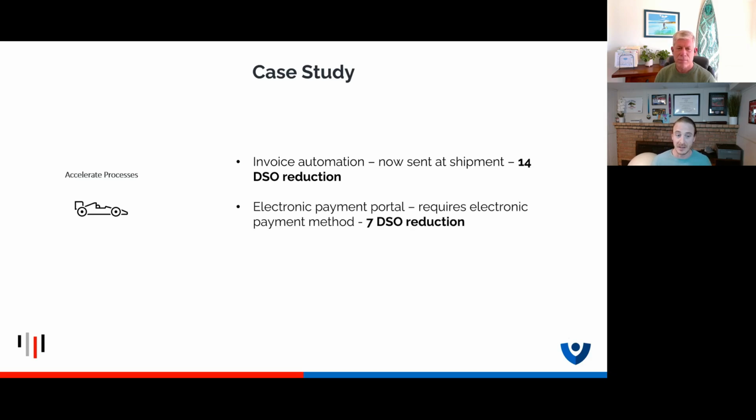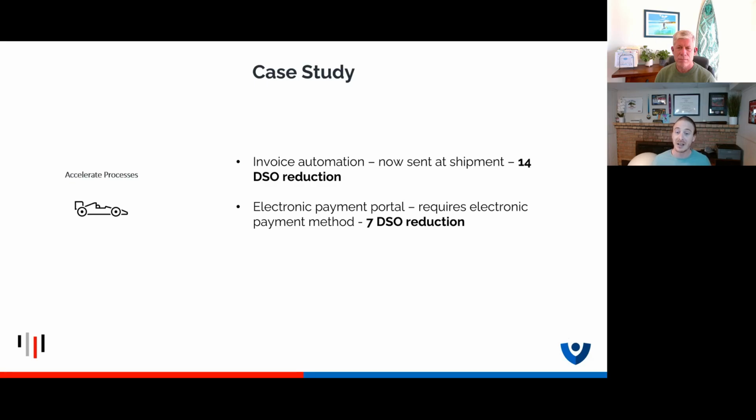The next aspect of this is electronic payments. So as we mentioned before in this example, they were only accepting manual checks. There was no way to pay electronically. And again, this is because that's how the business was built, the business grew, and we've always been doing things this way. So similar to the invoice automation, there's software tools that can be implemented, and sometimes the same tool, to create an electronic payment portal. So that would require an electronic payment method.